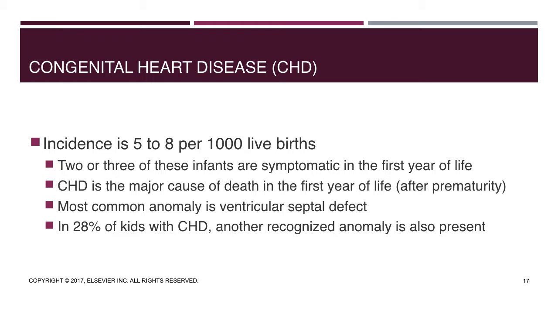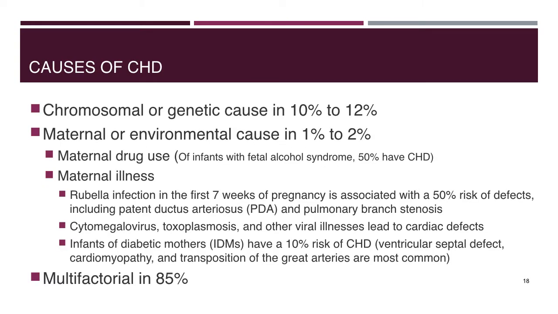And so let's go back to the whole idea that chromosomal abnormalities often have more than just one anomaly associated with it. Some of the causes of congenital heart disease are chromosomal or genetic causes in about 10 to 12% of them. Maternal or environmental causes are in about 1 to 2%. These include maternal drug use, or, for instance, children that are born with fetal alcohol syndrome.